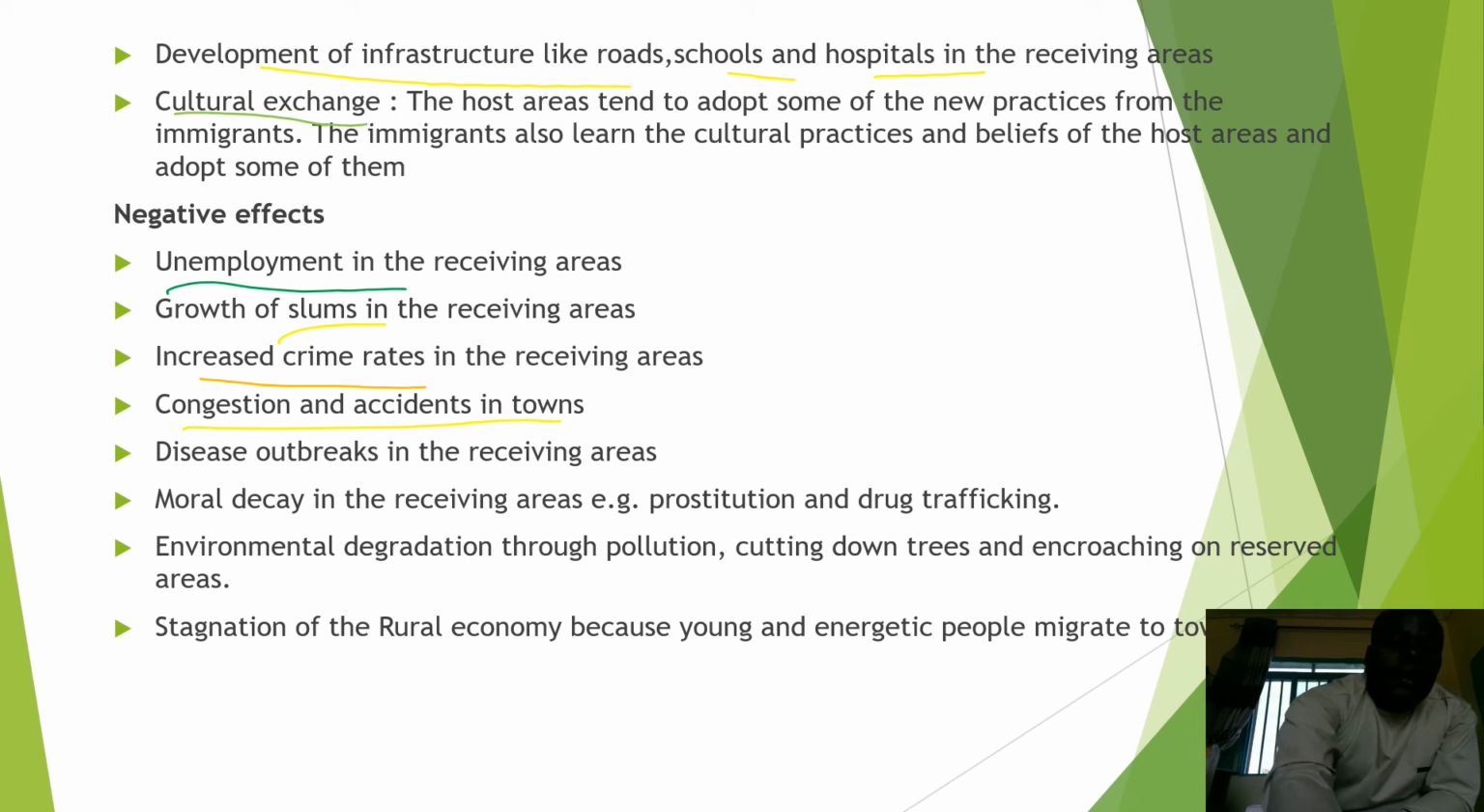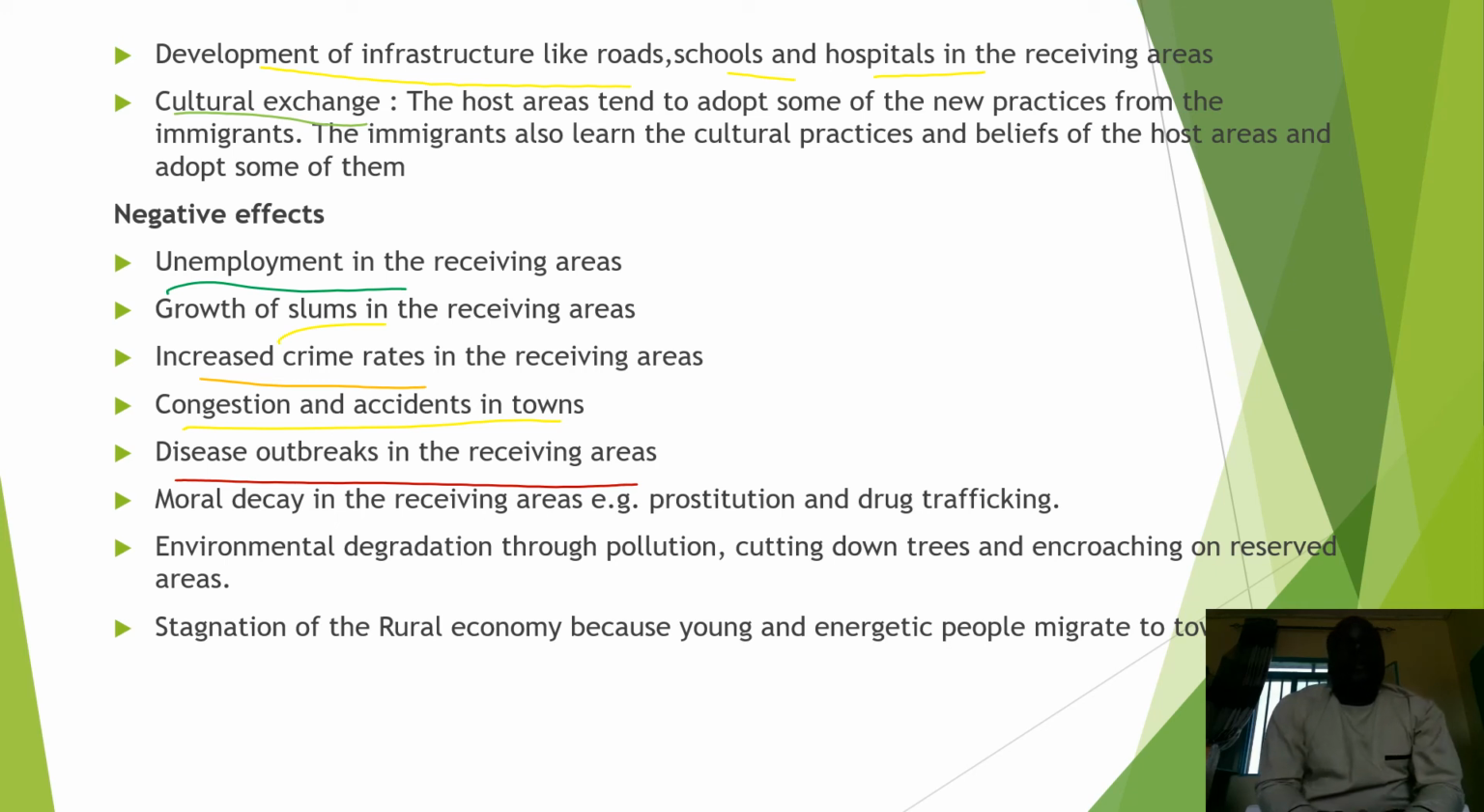Disease outbreak, like COVID-19. We have diseases like cholera outbreak, dysentery, because of high population associated with poor sanitation, of course. Then we have moral decay in receiving areas. For example, prostitution and drug abuse. We have environmental degradation through pollution, cutting down of trees.